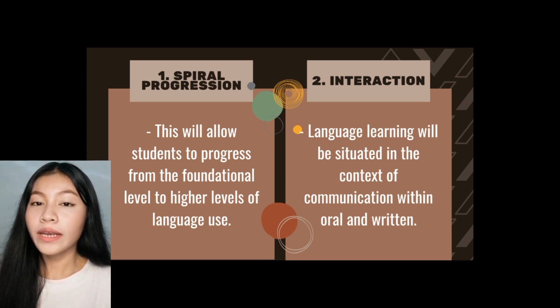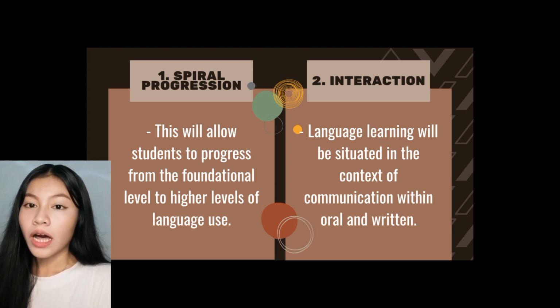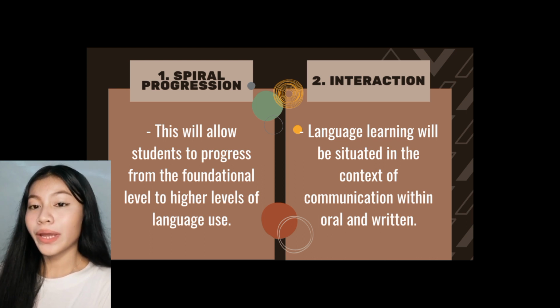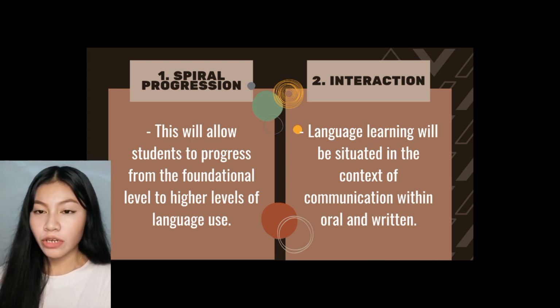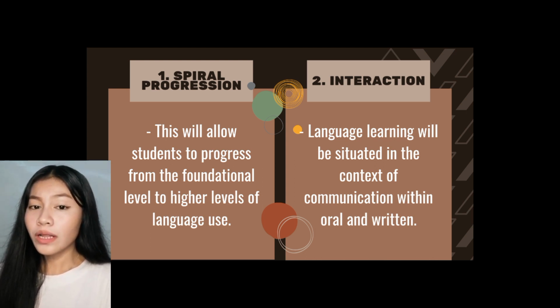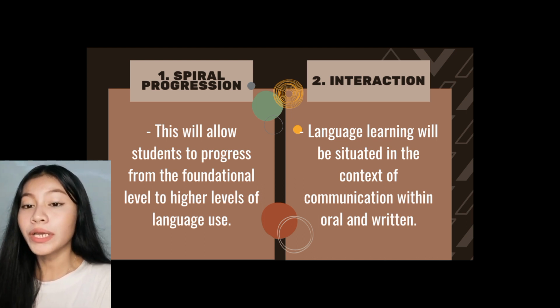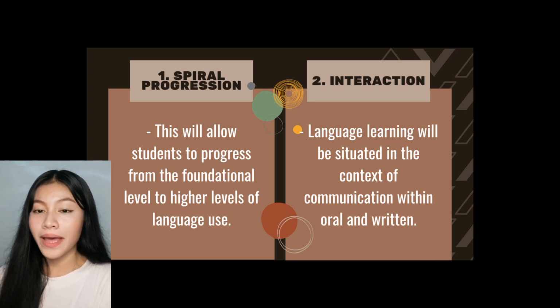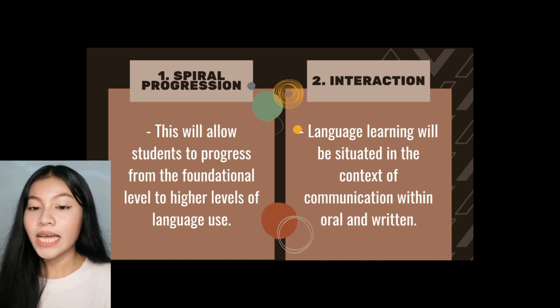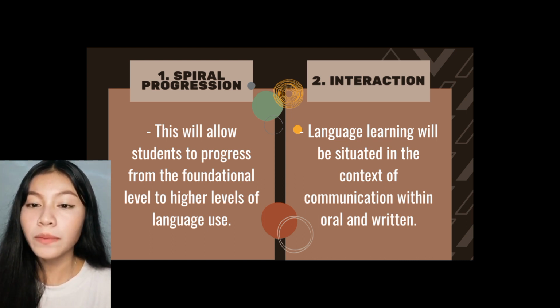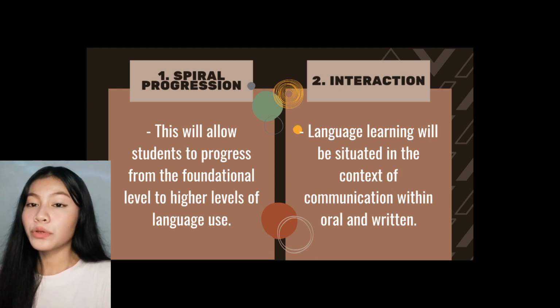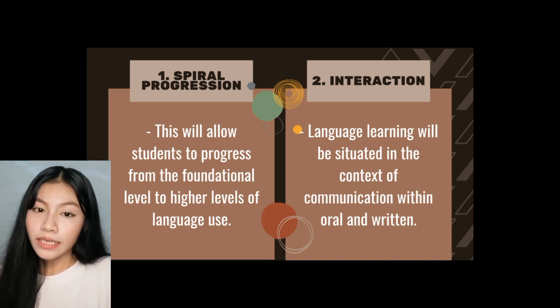The second one is the interaction. Language learning will be situated in the context of communication. Both oral and written activities or collaborative tasks that simulate real-life situations of varying language demands, which are the purposes, topics, and audiences, will be employed to help students see a reason to use language in order to interact with others and thereby improve their socialization skills.